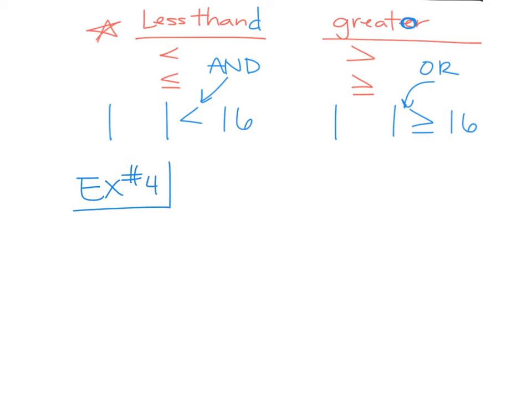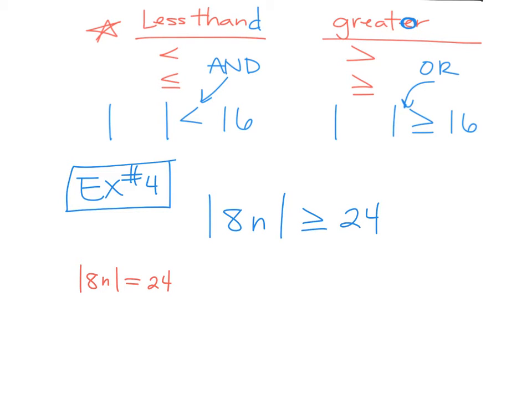So this is like example 4 in the lesson. If we have this setup, the absolute value of 8n is greater than or equal to 24. Okay. Yesterday, if we saw this problem, there would have been an equal sign in between. Okay, what would you have done yesterday with the equal sign? The two equations, right? You would have said 8n equals 24 and 8n equals negative 24, okay?